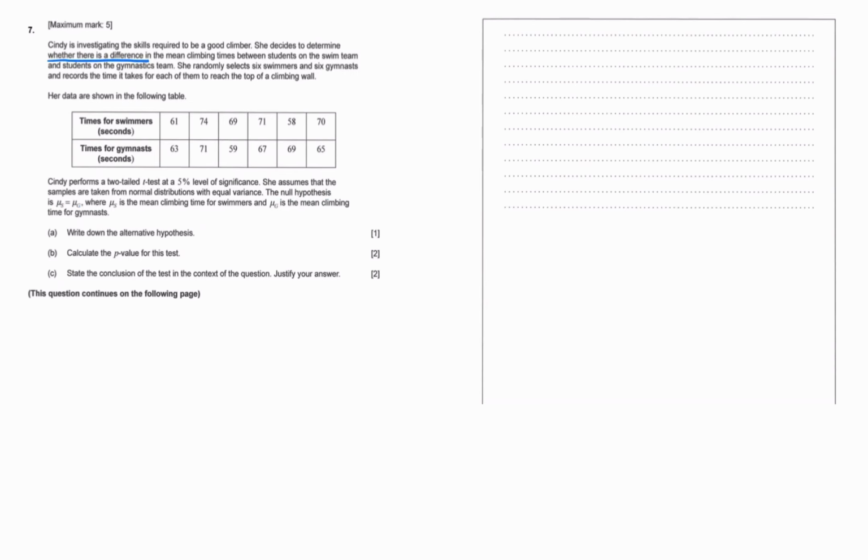If we look further down, we're told that there is a null hypothesis that the mean of the swimming is equal to the mean of the gymnastics. And we know that it is a t-test because one, they tell us t-test, and two, we have those two lists of data that tell us that we're probably going to be doing a t-test. So the first part is that we need to write down the alternate hypothesis.